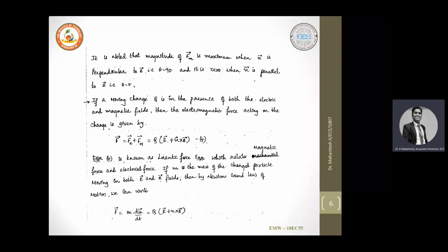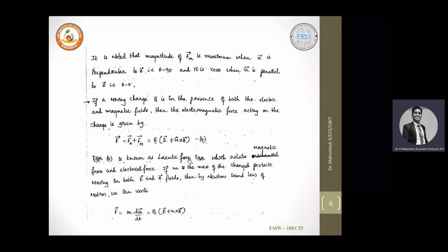Now if a charge is moving in the presence of both electric and magnetic fields, then the electromagnetic force acting on the charge is given by the Lorentz equation. F is equal to the summation of electric force and magnetic force, which is equal to Q times E plus v cross B. This equation is known as the Lorentz force equation, which relates magnetic force and electric force.